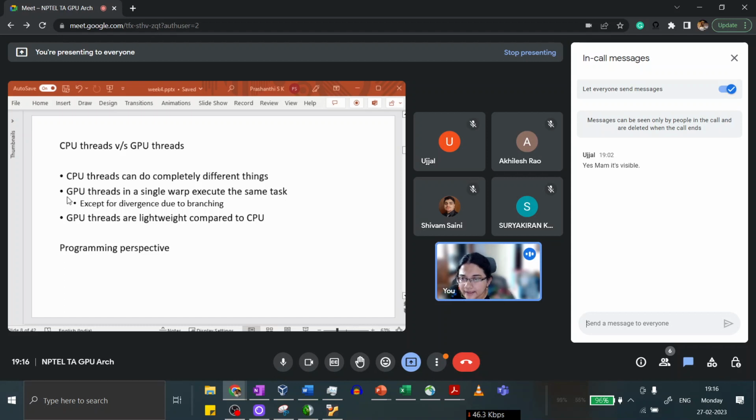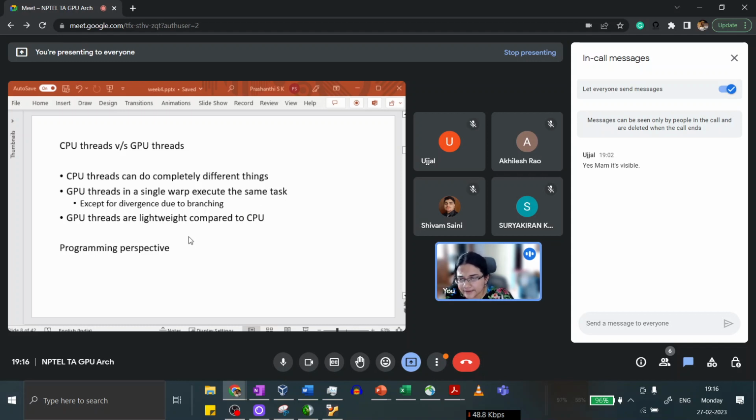But GPU threads that execute in a single warp execute the same task, except when there is some divergence due to branching. But most often, GPU threads are executing, because it's again a case of SIMD, or more specifically with GPU, SIMT, right? So you have all of these threads executing the same thing. So that's again a difference.